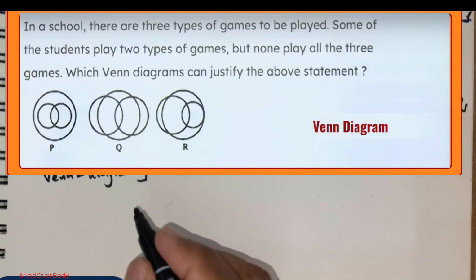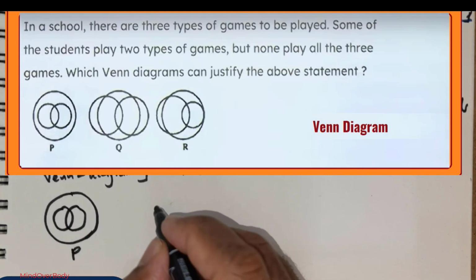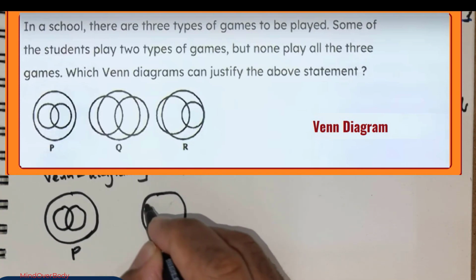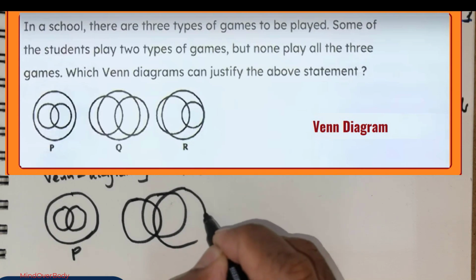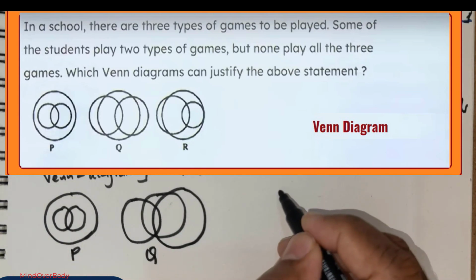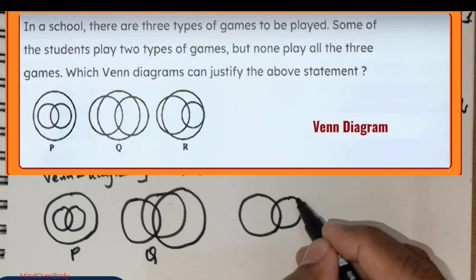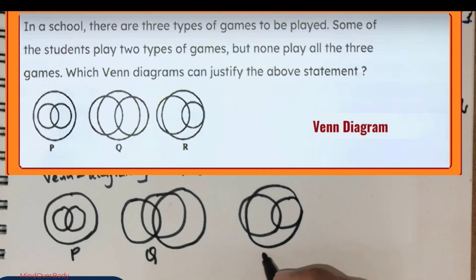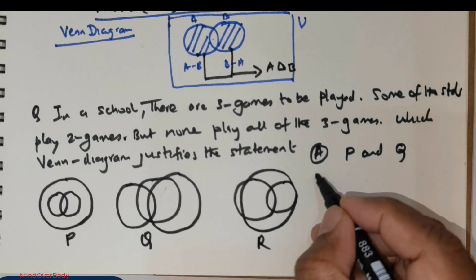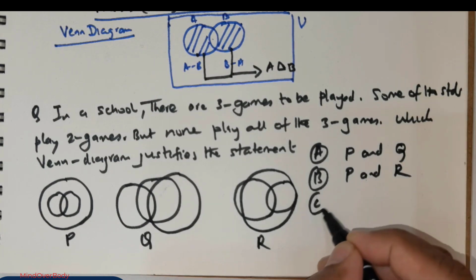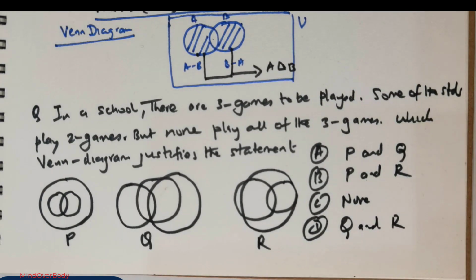So I'm going to draw 3 Venn diagrams. This is the first one, this is P. And this is the second one, and this is Q. And this is the third one, R. So you got the choices here. Choice A, P and Q. Choice B, P and R. Choice C, none. And choice D, Q and R. Your time starts now.